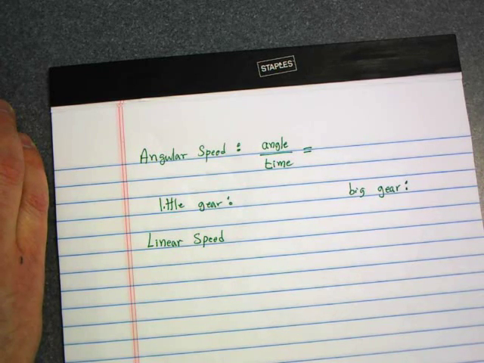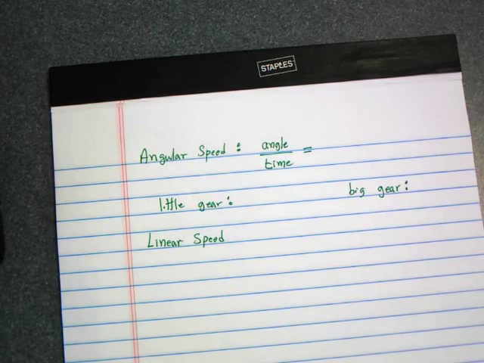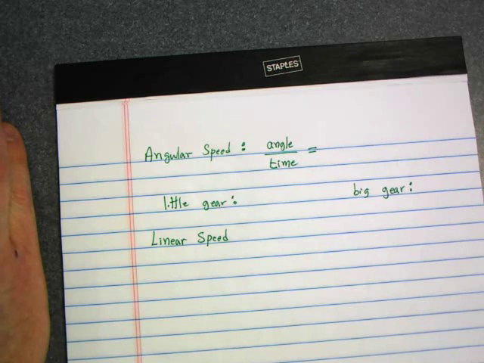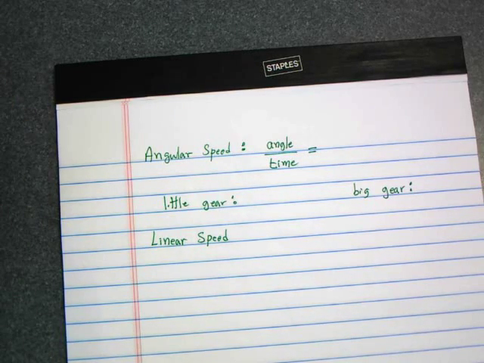One revolution, 2 revolutions. How long does it take that little gear to make 2 revolutions? 2 seconds. It's actually 3 seconds, I think, if you watch carefully. 1, 2. Well, I guess it is 4 seconds. The video runs for 5 seconds. That's what was confusing me.